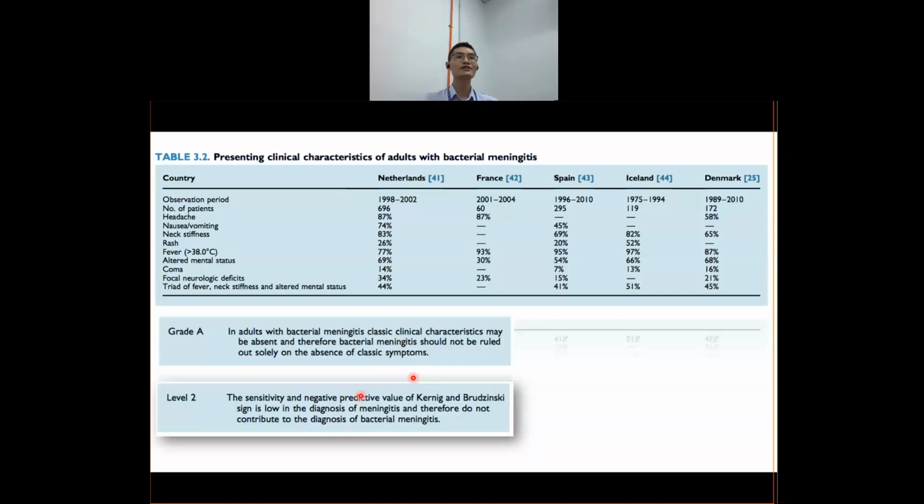So here it says that the Kernig and also the Brudzinski signs have very low sensitivity and also negative predictive value. So do not say that the patient does not have any meningitis if the Kernig and also the Brudzinski signs are negative.